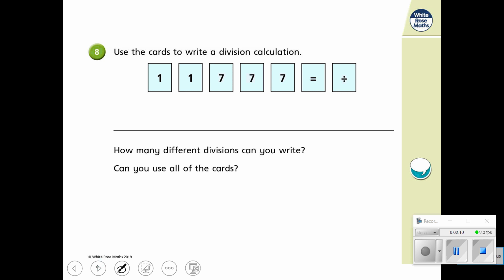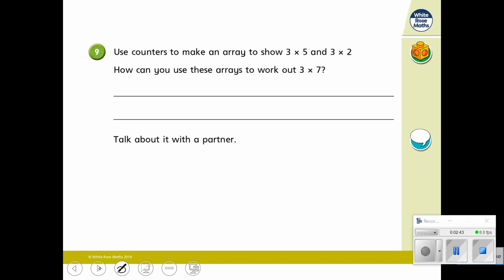Right, I'm going to start with the simplest that I can think of, and that's going to be 7 divided by 1 is 7. So I've used that one, that one, that one, and that one. But I've got some other cards that I could use as well. How about this one? 77 divided by 11 equals 7. Have I used them all now? Yes, I have. Tick, Mrs. Eden. Did you get those? Let's move on to what is the last question now.